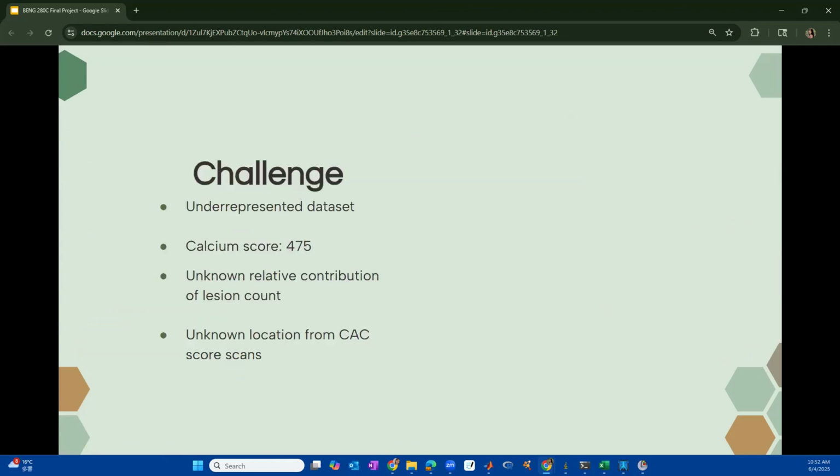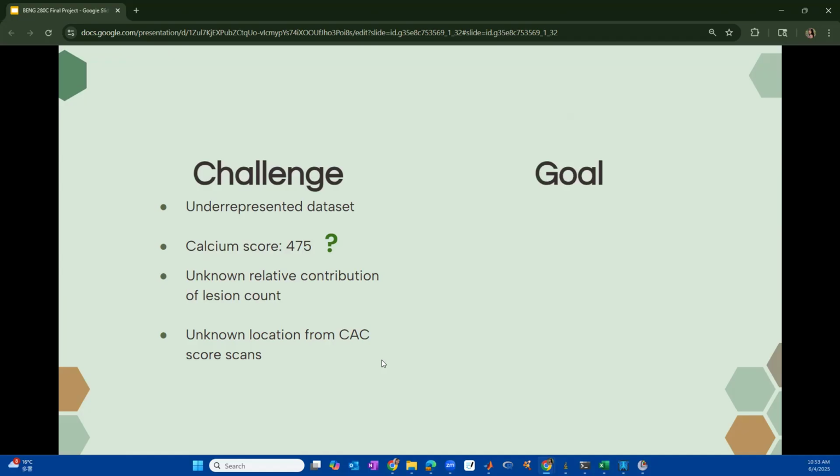So what makes this challenging? First, the CAC score data is underrepresented. There just aren't many open source data sets available for training or research. And secondly, the information we do get from calcium score is often too vague. Take a score of 475, for example. What does that really mean? A single number can't tell us much about what the lesion looks like, how big it is, or where it's located in a vessel.